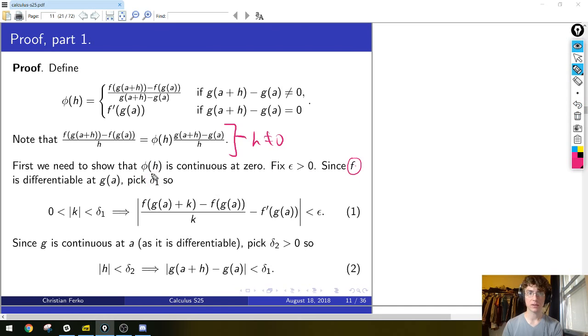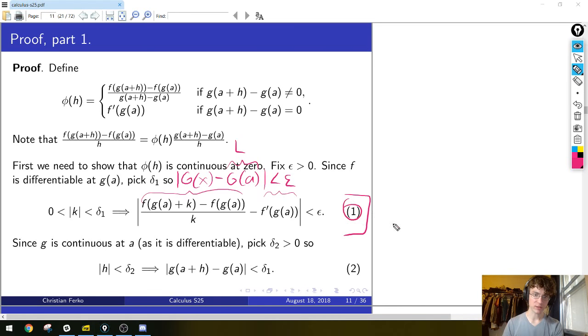Given that epsilon, we can find a delta, which I will call delta 1, so that whenever, now I'll use k, because h has already been used, but whenever 0 is less than the absolute value of k is less than the delta 1, which we've picked, then the difference between the difference quotient defining f prime of g of a and its value, f prime of g of a, is less than epsilon. So this whole thing is just the big, g of x minus g of a, or L if you prefer, in our limit proofs. This is just the second part of the statement, that the function is epsilon close to the limiting value. It just looks more complicated because the function here is the difference quotient defining the derivative.